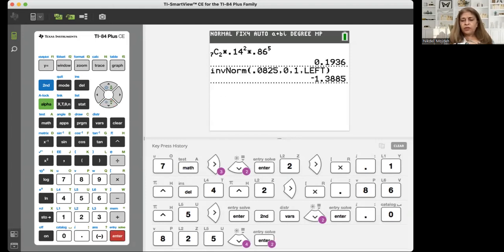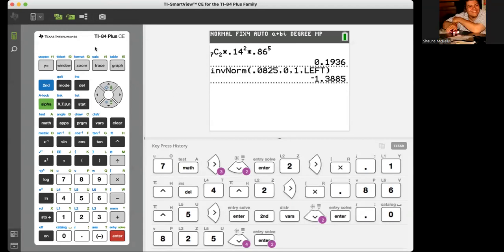So I end up with negative 1.3885. And when you are looking for z and you are using inverse norm, always round your answer to 2 decimal places. So you get negative 1.389. Sorry, negative 1.39.